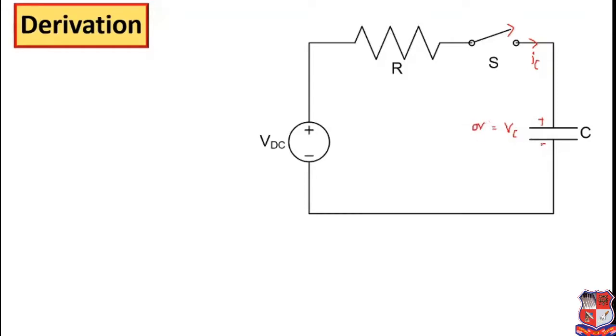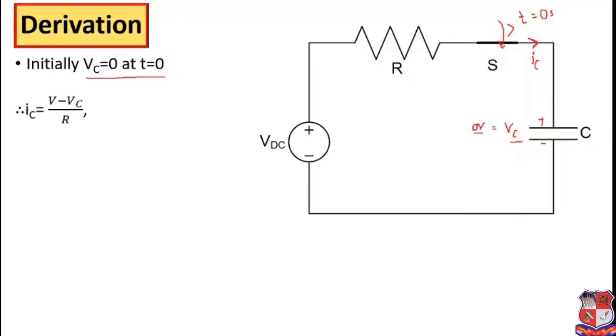Now this Vc is to be charged, so we will close this switch. This switch is closed, so this will become like this. Now we consider that this switch is closed at t equals 0 second. So we can say that at t equals 0 second, capacitor voltage is also 0 volts, because it is the property of a capacitor that it will not allow sudden change in voltage. So at t equals 0, Vc is equal to 0. This becomes our initial condition.